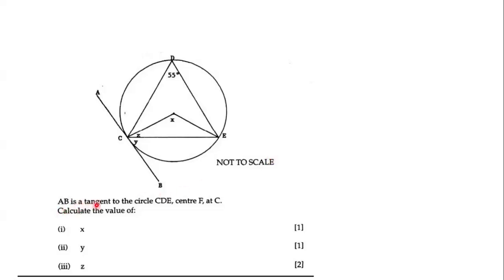AB is a tangent to the circle CDE, center F at C. Calculate the value of X. Notice that we have angle X right here. This is the angle at the center, and our goal is to determine the value of angle X.